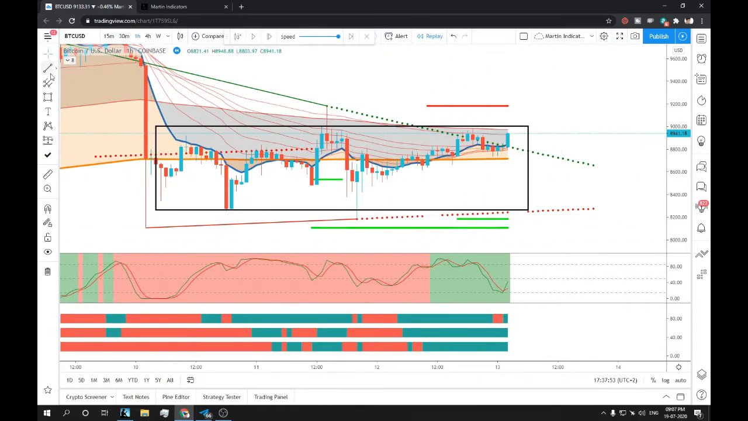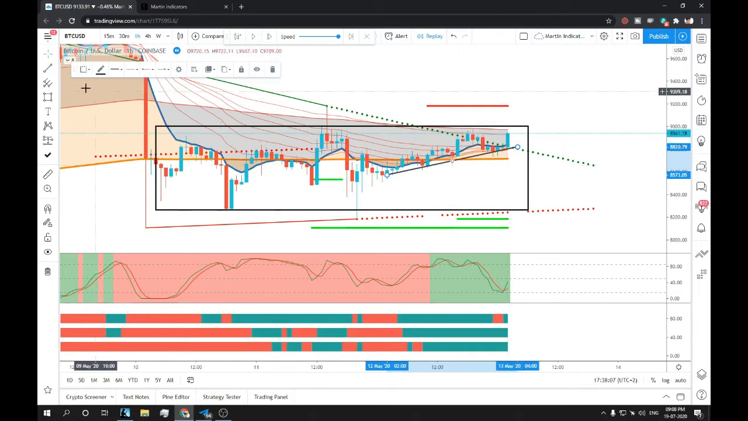We have a hidden bullish divergence. As you can see, the oscillator is making a lower low, whereas the price is making a higher low. So we have one thing, a divergence, a hidden bullish divergence.